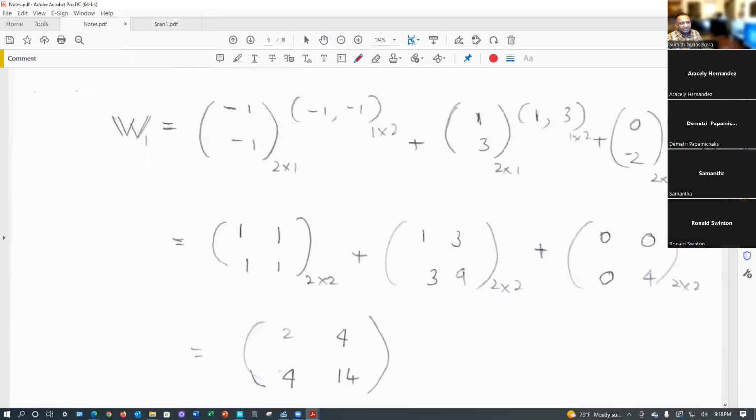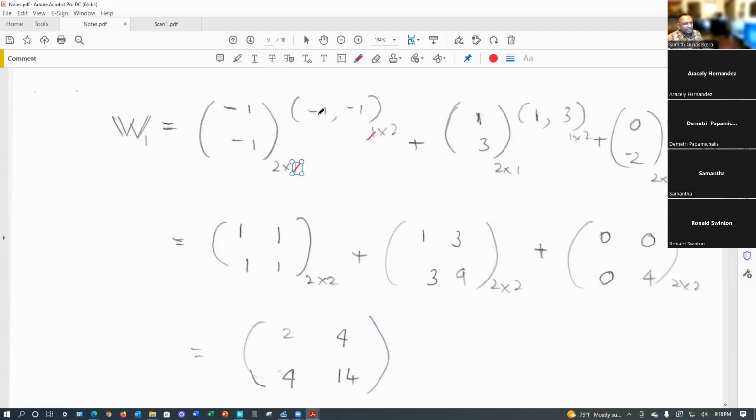Then how do you get this one? The 1s get cancelled off, then you get the 2 by 2 matrix, and this gets cancelled out. That's how they build up. You have to have the same number of columns and rows for you to get this multiplied.